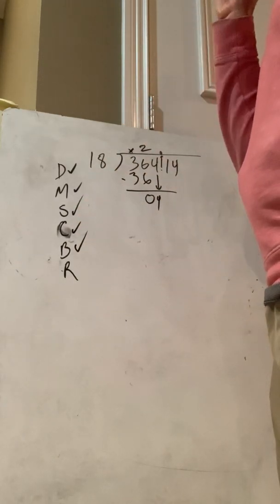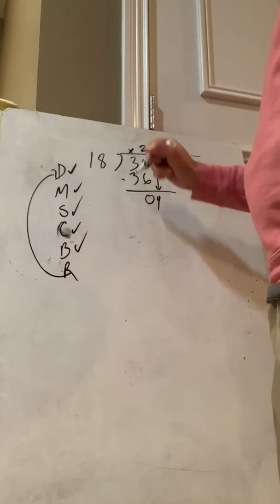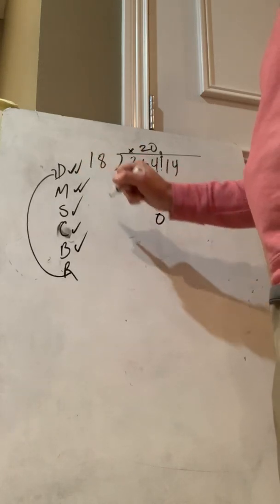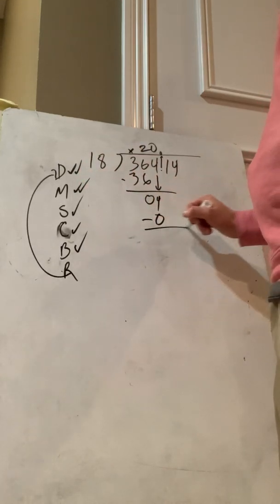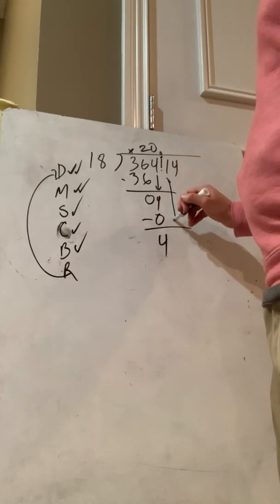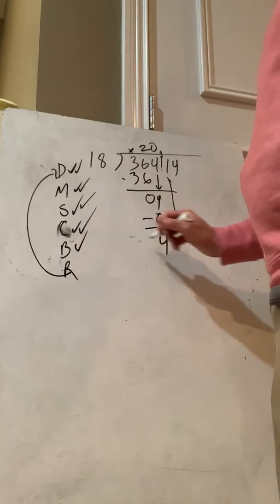Check. We redo it all over again. 18 goes into 4 0 times. 0, check. 0 times 18 is 0. Check. Subtract, and we have 4. And we're going to bring down, so check, 4 is less than 18. We bring down the 1.